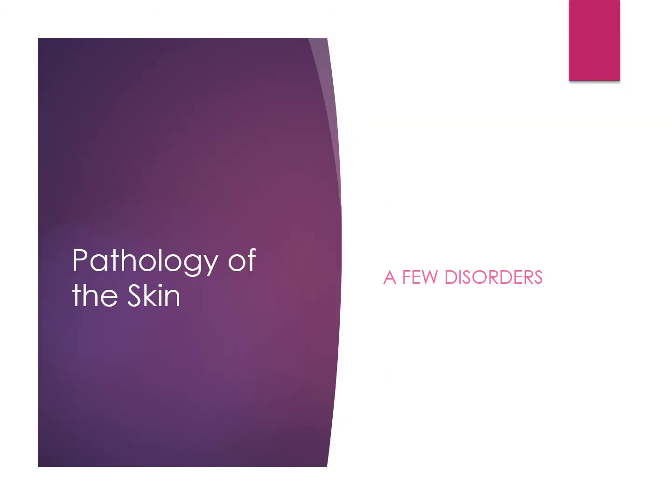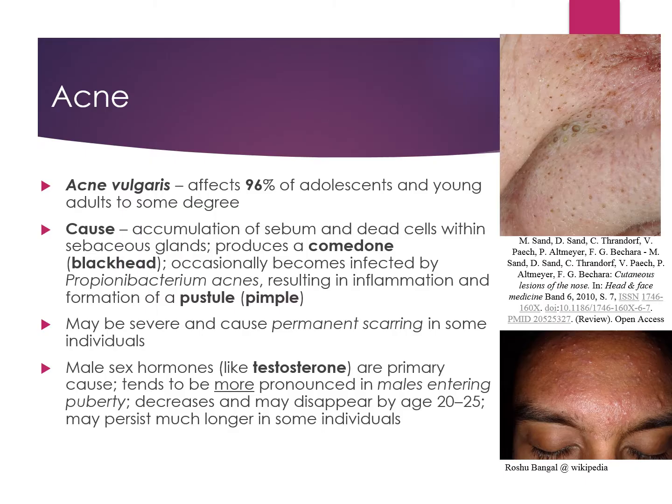So let's finish up with a little pathology of the skin. The first pathology that we want to consider is acne. Acne vulgaris affects about 96% of teens and young adults to some degree. It's caused when there's an accumulation of sebum and dead cells within sebaceous glands. Remember, we said that these glands secrete via that holocrine mechanism where the whole cell ruptures, leaving cellular debris inside of the gland.